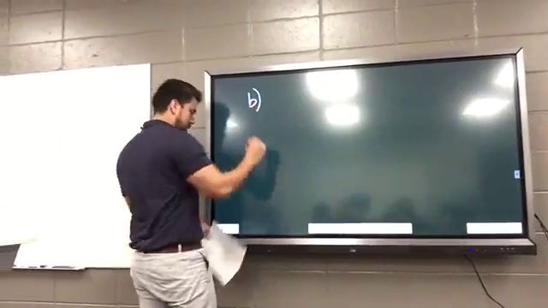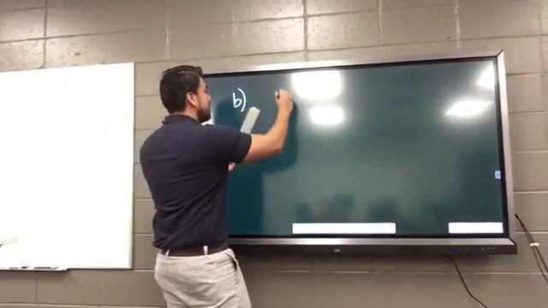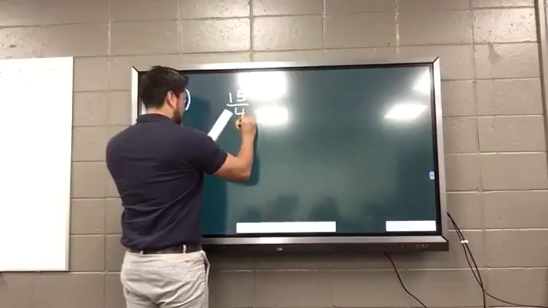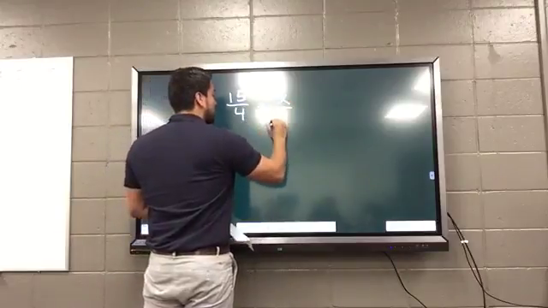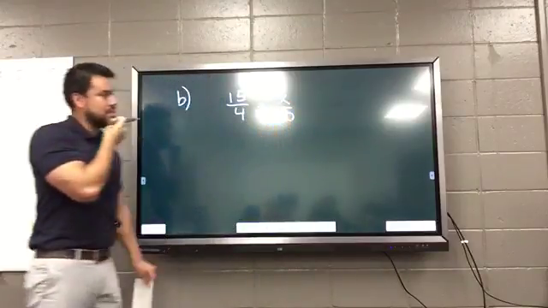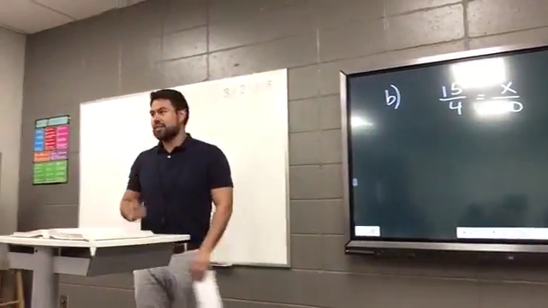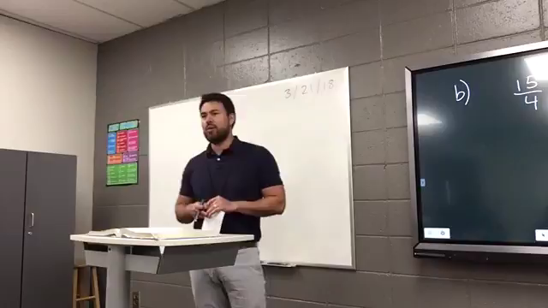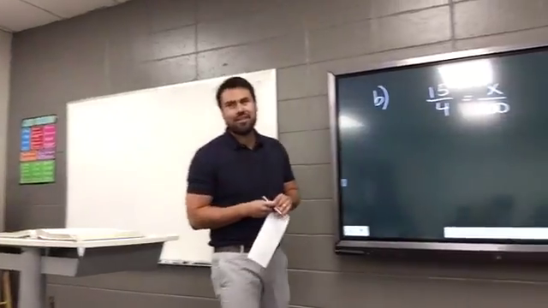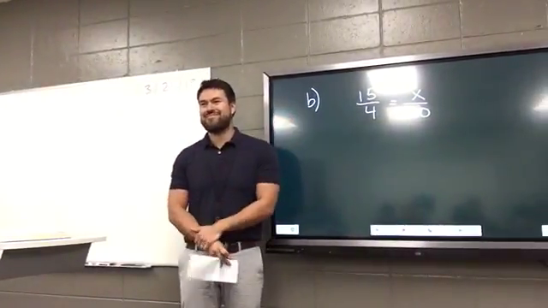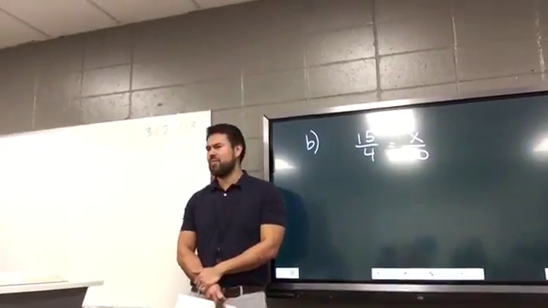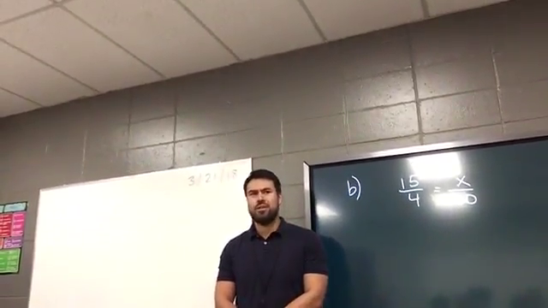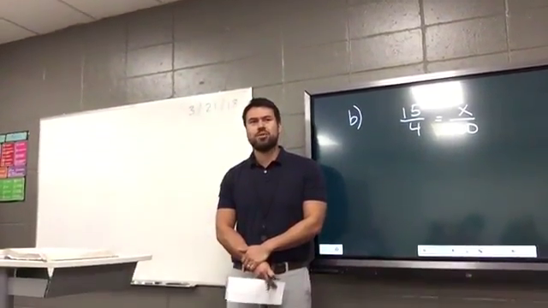B is a little strange to me, guys. This one is 15 over 4 equals x over 100. Let's see if you guys were paying attention to the percent proportion. Annie, what's the part? Okay. What's the whole number? Alyssa, what's the whole?